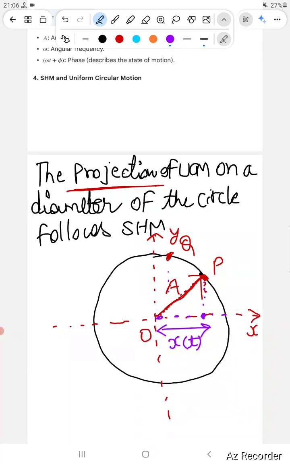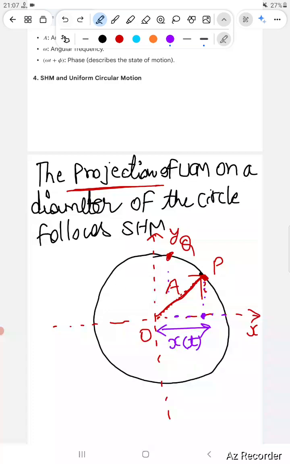और जब P point is at this place, exactly on the y-axis top middle, then what will happen? The projection is at origin. So projection is not fixed. We can say the projection is changing with time. Hence, I am representing it by x(t).